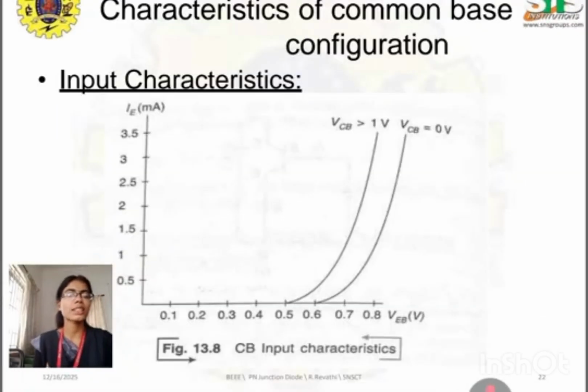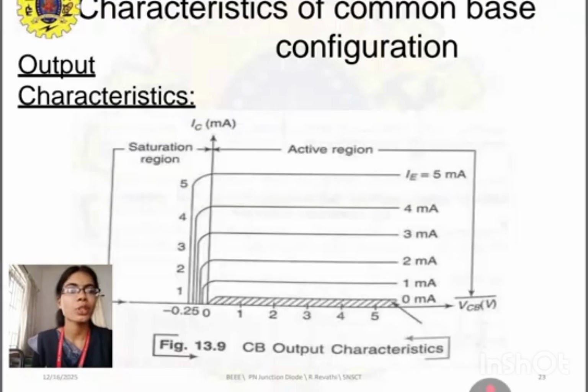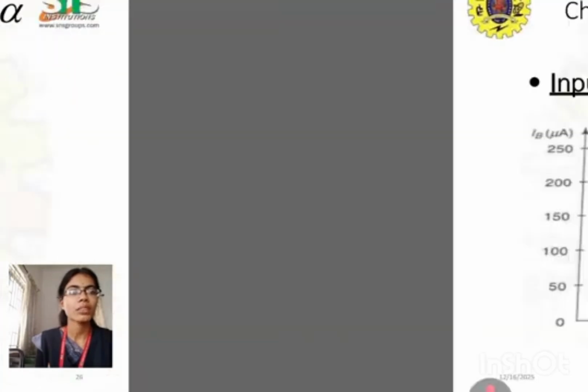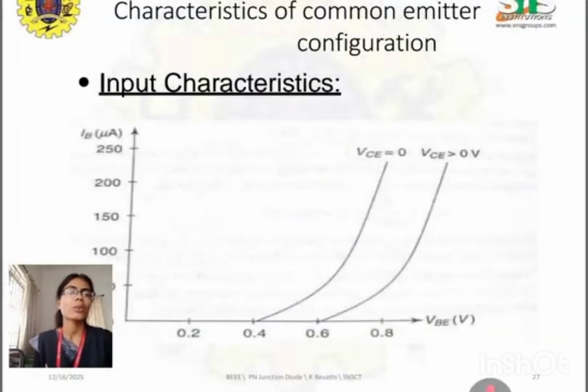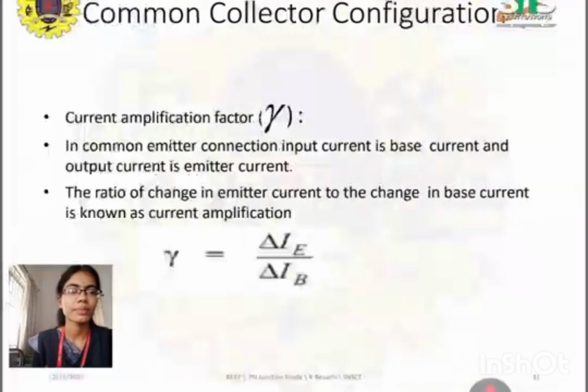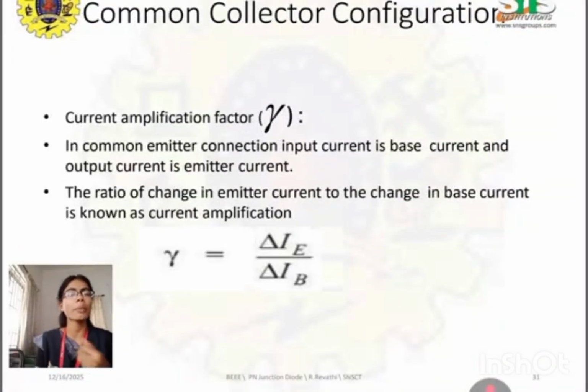The input characteristic is shown across the emitter current and the voltage of common collector base and emitter base. The output characteristic is drawn across the collector current and emitter current. The current amplification factor in common emitter connection has the input current as the base current and the output current as the emitter current. These are all the things we have discussed in the BJT. Thank you.